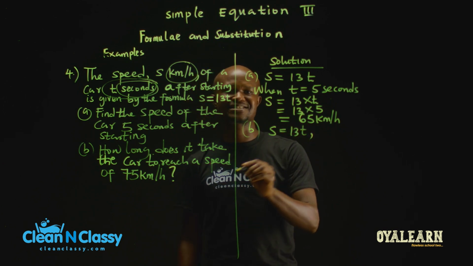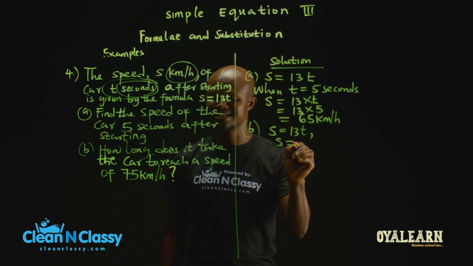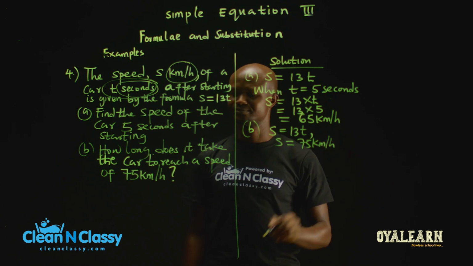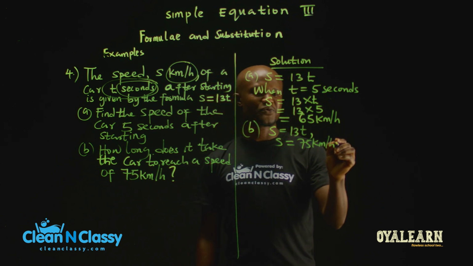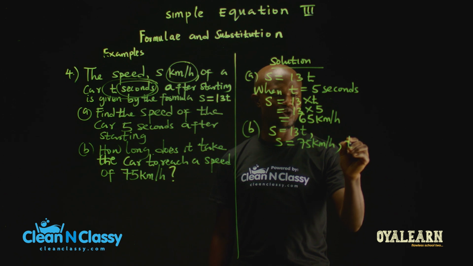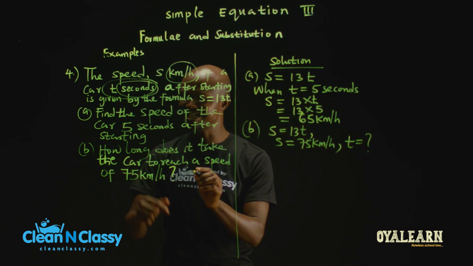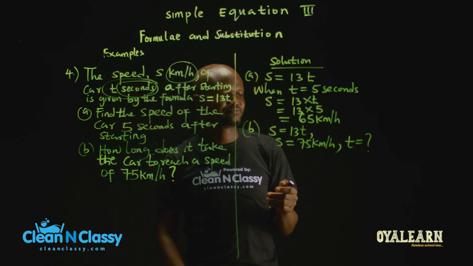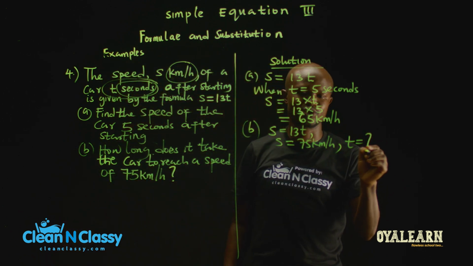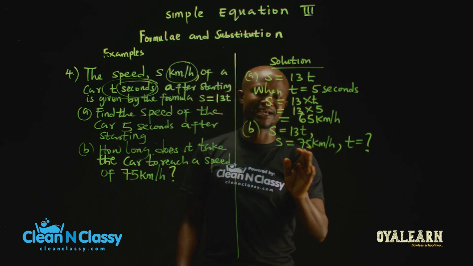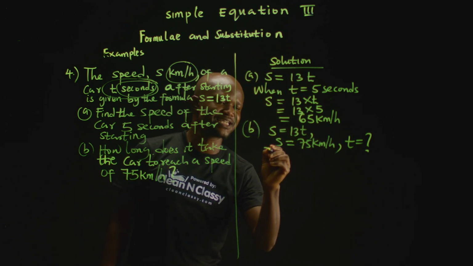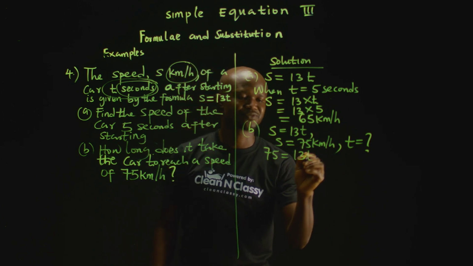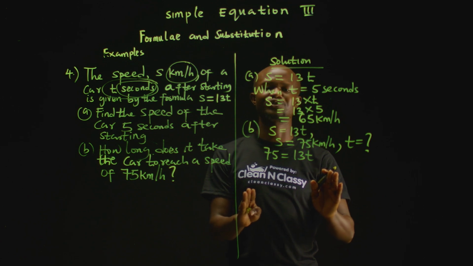We are given s, which is speed, to be 75 km/h, and we don't know the value of t. When you see the question, how long, it is dealing with time. So we are looking for time. Time is unknown. So anywhere we see s, we put in 75, which equals 13t. We now have a simple equation.